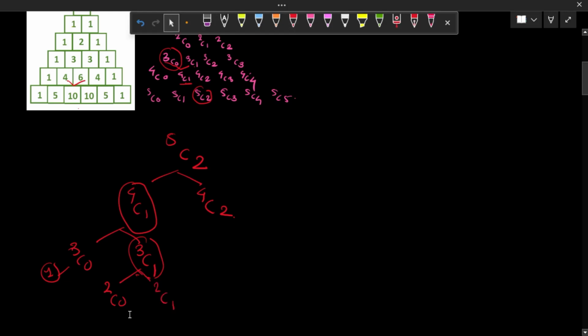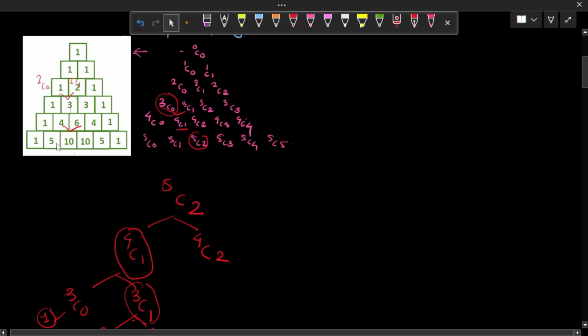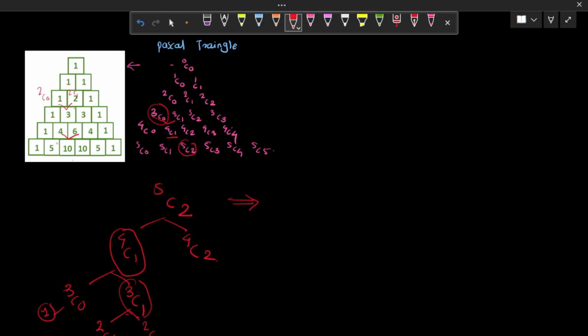Can I say this? Let's try to. Okay, this is a 2C0 and this is a 2C1. Okay, and the addition of this is a 3. Now this is a 3C1. So if I am looking at something, I can say this is an nCr. So the addition of n minus 1 C r minus 1 plus n minus 1 C r.